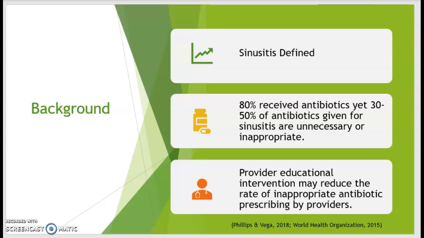Sinusitis is defined as a symptomatic inflammation of the paranasal sinuses and nasal cavity lasting less than 4 weeks and is one of the most common acute illnesses treated in the urgent care clinic. Patients presenting with the complaints of sinus symptoms receive an antibiotic prescription 80% of the time, with approximately 30 to 50% of those antibiotic prescriptions being deemed as unnecessary or inappropriate. Given the high antibiotic prescription rate, a provider educational intervention may reduce the rate of inappropriate antibiotics prescribed by providers.